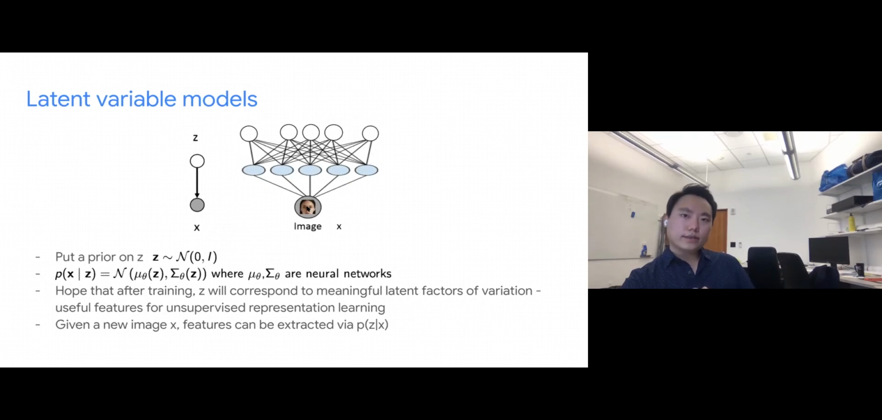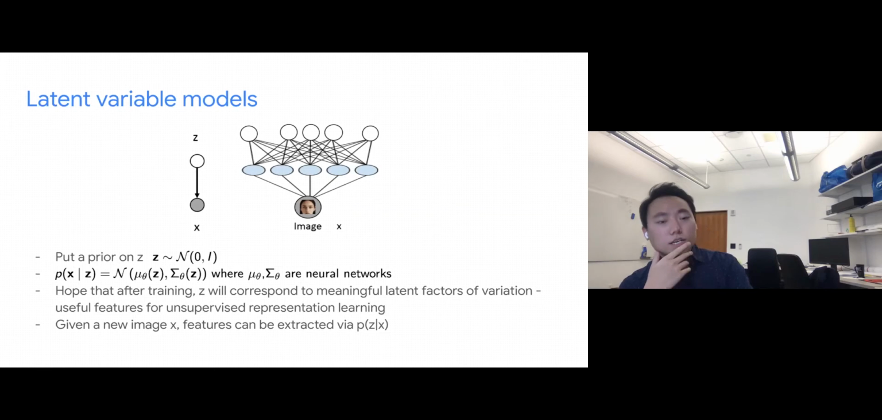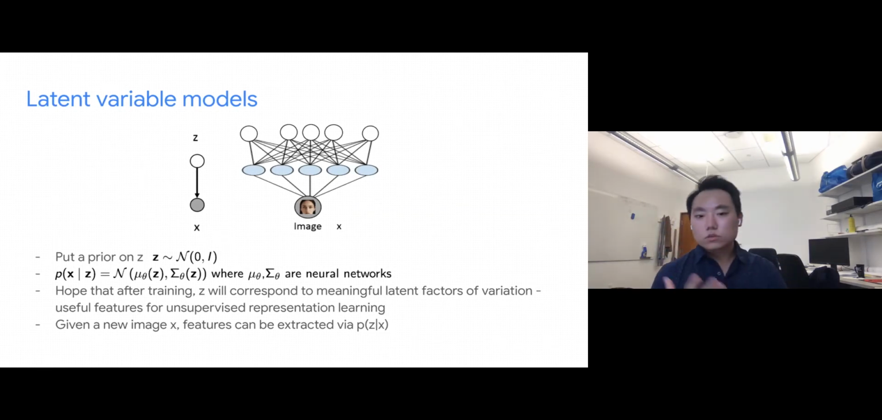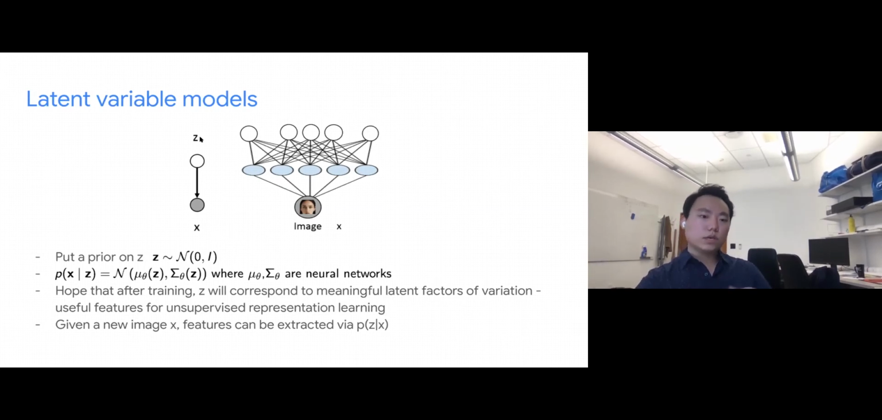So we all know that neural networks are very powerful. Neural networks are able to learn many nonlinear functions and approximate many complex distributions. So what we can do is that we can just try to learn these using neural networks. So in this case, X, again, they're images, and we're going to assume Z is some continuous latent representation. And since it's continuous, we can put a prior on it.